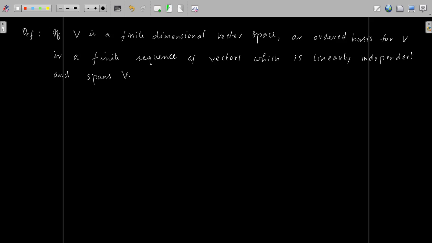Now let's see the formal definition of an ordered basis. If V is a finite dimensional vector space, an ordered basis for V is a finite sequence of vectors, represented by alpha 1, alpha 2, etc., alpha n using the set notation, which is linearly independent and spans V. Even though the basis elements are considered as a sequence, we write it in set notation. So this is the notation for an ordered basis.